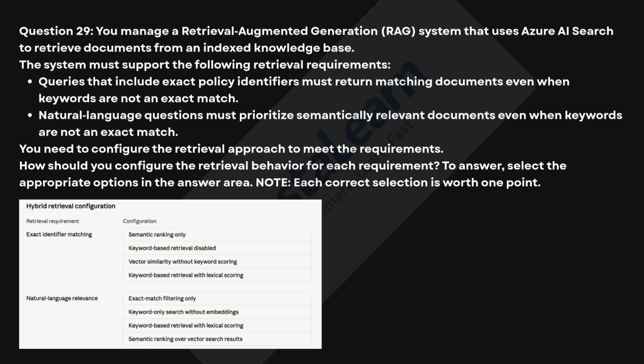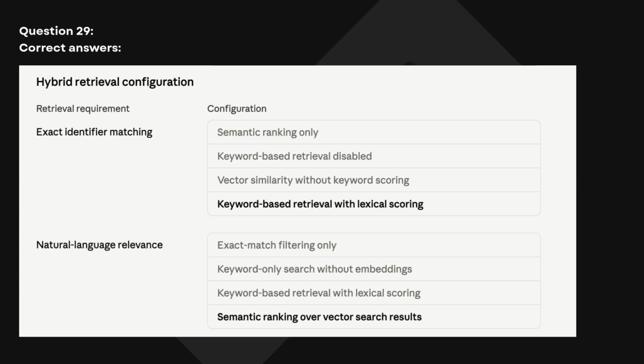Hybrid retrieval configuration. Retrieval requirement 1: Exact identifier matching. Options are: semantic ranking only, keyword-based retrieval disabled, vector similarity without keyword scoring, keyword-based retrieval with lexical scoring. Retrieval requirement 2: Natural language relevance. Options are: exact match filtering only, keyword-only search without embeddings, keyword-based retrieval with lexical scoring, semantic ranking over vector search results. Correct configuration. For exact identifier matching, use keyword-based retrieval with lexical scoring. For natural language relevance, use semantic ranking over vector search results.